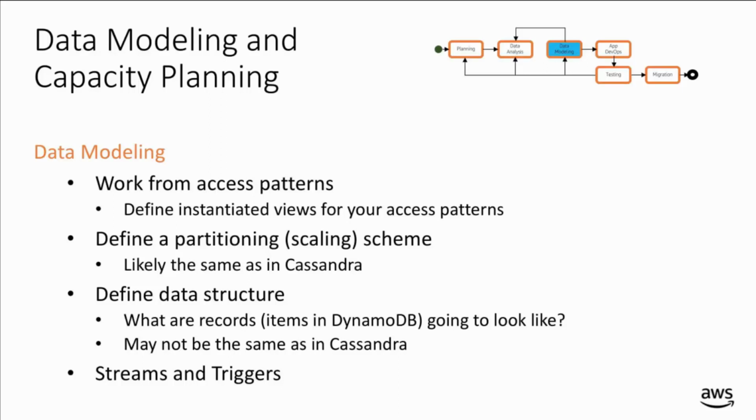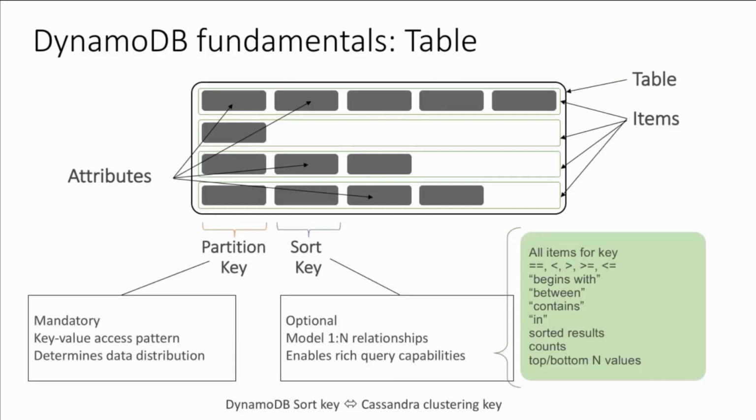With DynamoDB, data modeling and capacity planning are closely related. Data model will define not only the structure of data, but also what reads and writes will look like. So let's do a quick refresher on some of the DynamoDB fundamentals. In DynamoDB, we store data in tables, and that's really the top level concept in DynamoDB. The table consists of items, which are also known as rows in other databases. Each row can have multiple attributes, and it can vary from one item to the next.